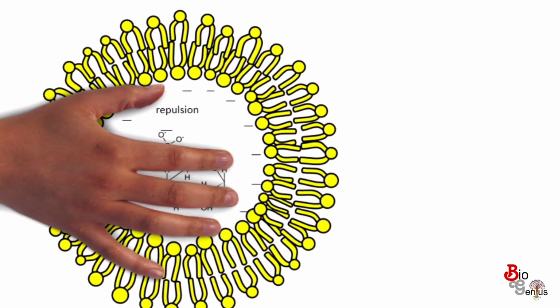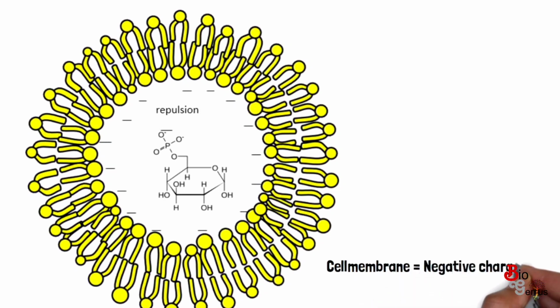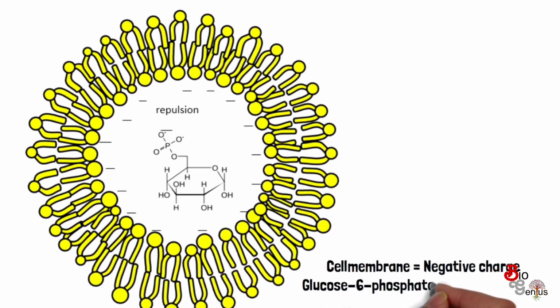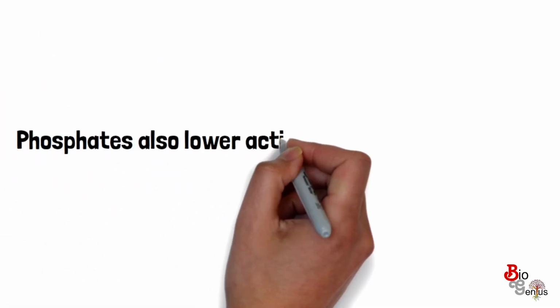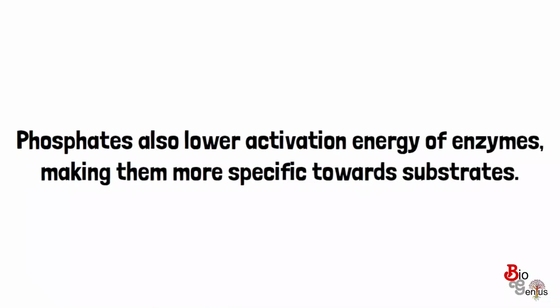Second, the negative charge of phosphate repels the negative charge of the cell membrane, because the cell membrane also has phosphates in the form of phospholipid. And the third is phosphates also lower activation energy of enzymes, making them more specific towards substrates.